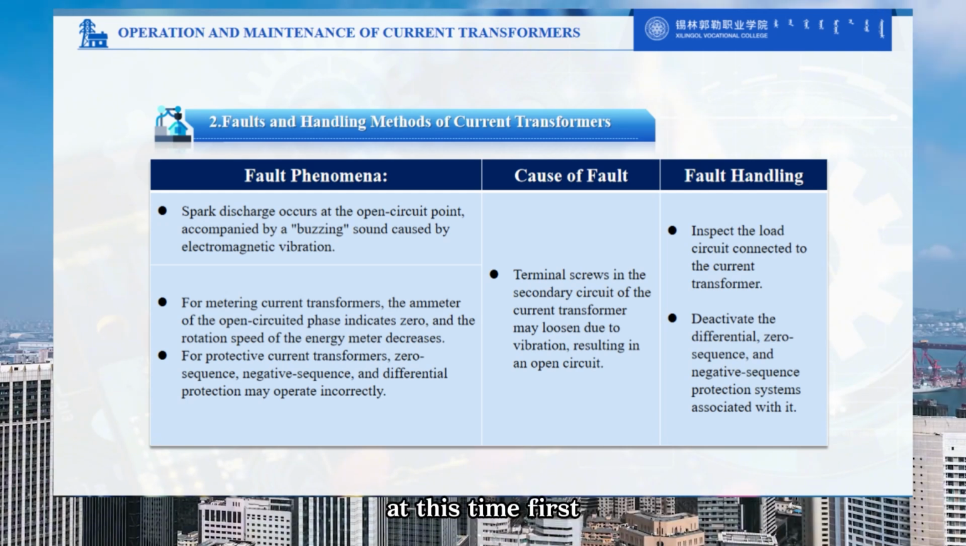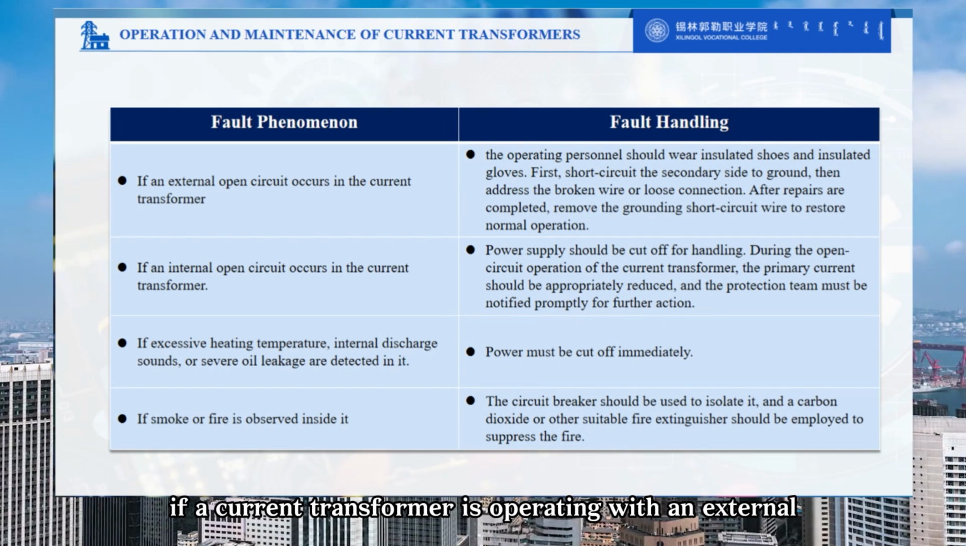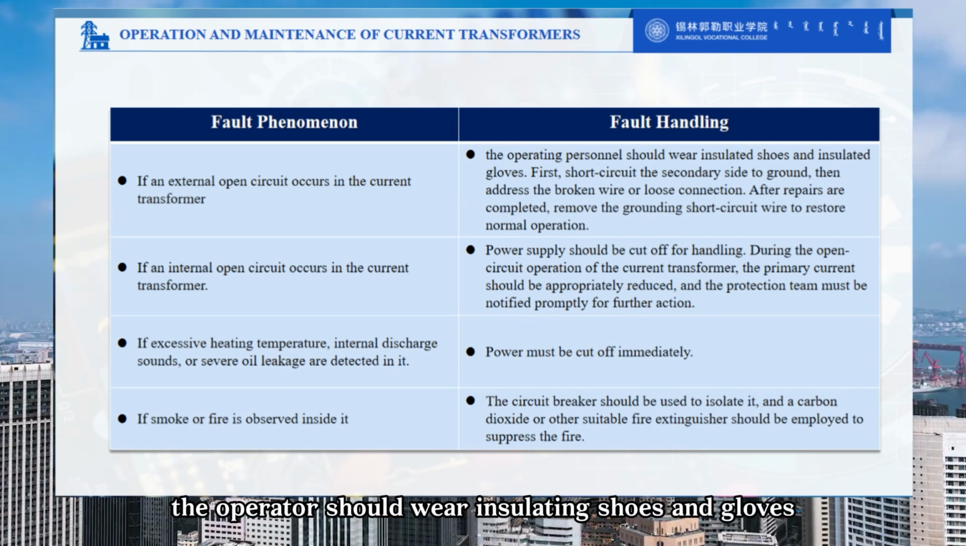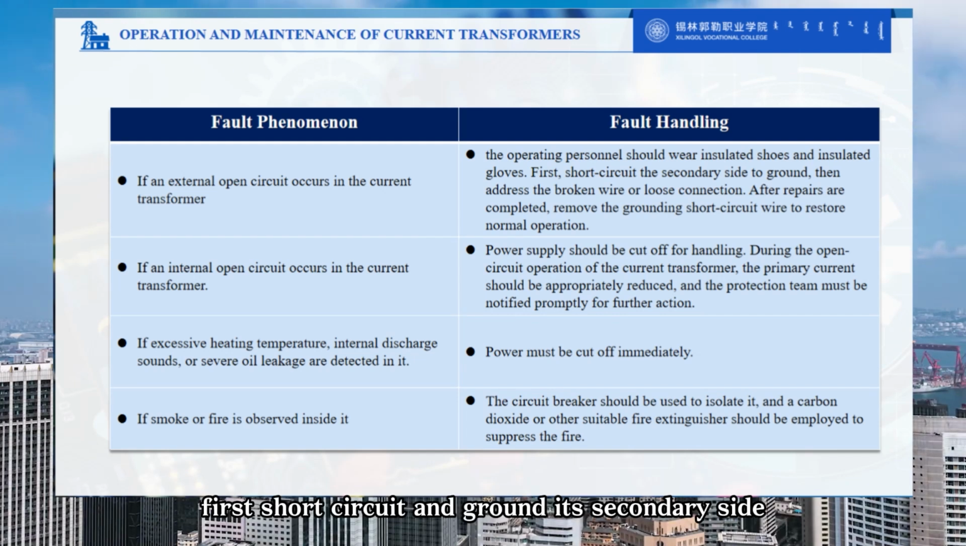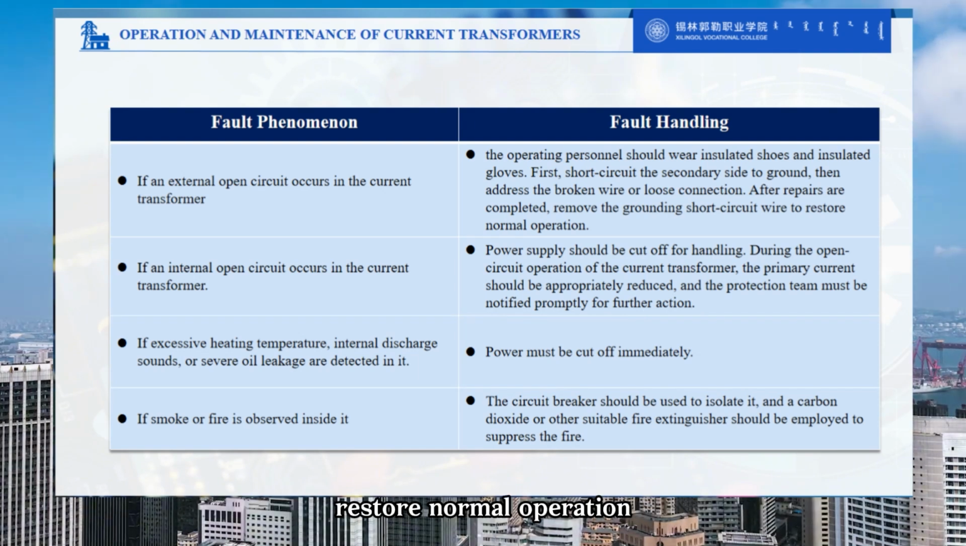At this time, first inspect the load circuit supplied by the current transformer. Then take the differential, 0 sequence and negative sequence protections it supplies out of service. If a current transformer is operating with an external open circuit, the operator should wear insulating shoes and gloves. First, short circuit and ground its secondary side, then address the broken wire or loose connection. And finally, remove the grounding short circuit wire to restore normal operation.